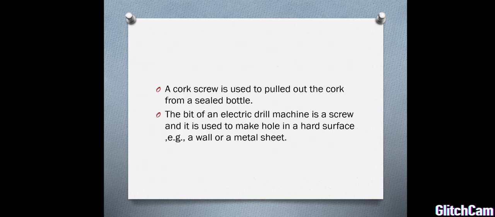For example, a cork screw is used to pull out the cork from a sealed bottle. The bit of an electrical drill machine is also a screw and it is used to make a hole in a hard surface. And when we want to change a punctured tire, we use a screw jack. That is also one type of screw.